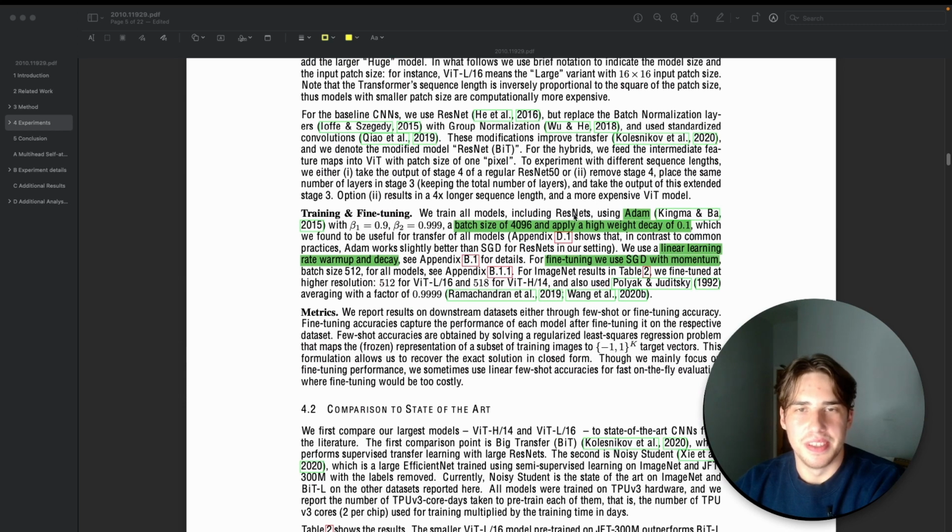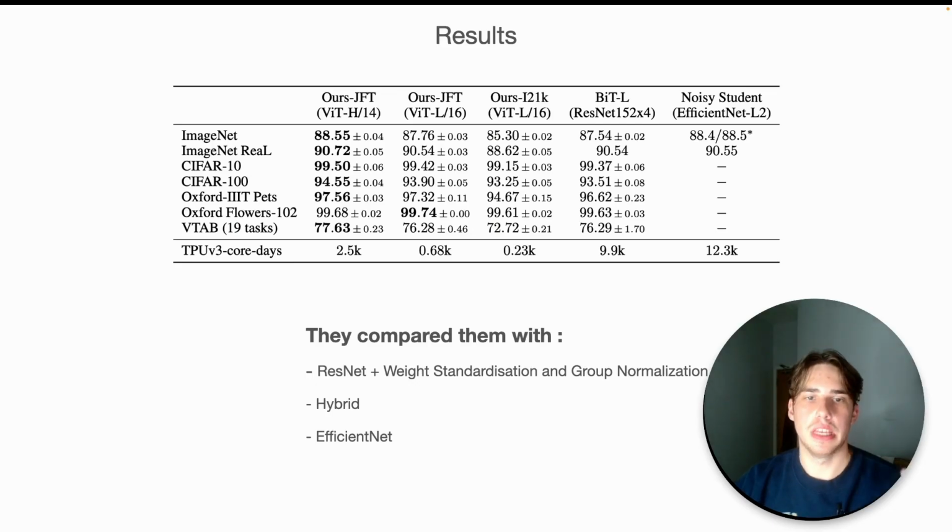I want to mention that they pre-trained the models using the Adam optimizer with a batch size of 4096 images, and they apply a high weight decay of 0.1, which normally is 0.0001. Also, when it comes to fine-tuning, they use SGD with momentum. When it comes to results, they compare it with the ResNet with weight standardization and group normalization, which is called BiT. Weight standardization and group normalization is a replacement for batch normalization to train bigger models. I already covered it in one of my Medium blog posts, which I linked down below, and you can go check it out and find out more about it.